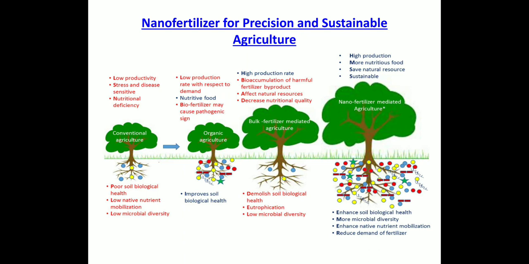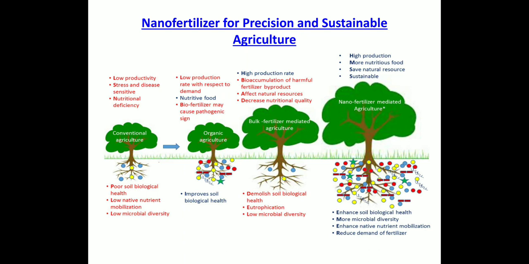On the other hand, in the conventional agriculture, poor soil biological health, low native nutrients mobilization, low microbial activity. But in organic agriculture, improved soil biological health. In bulk fertilizer mediated agriculture, it demolishes the soil biological health, with eutrophication and low microbial diversity.